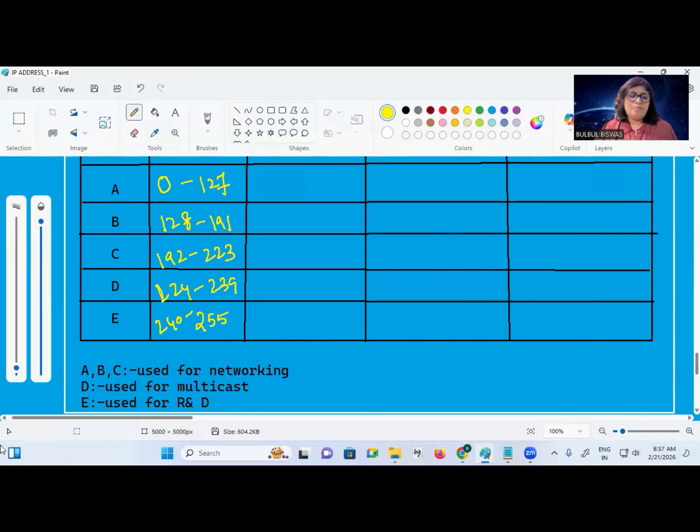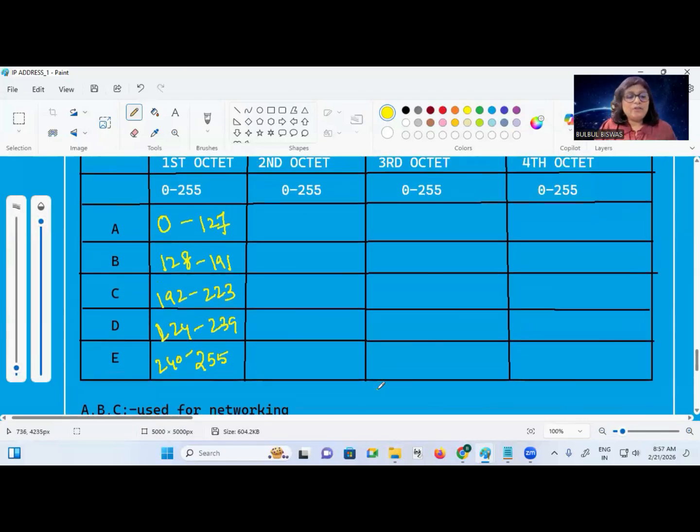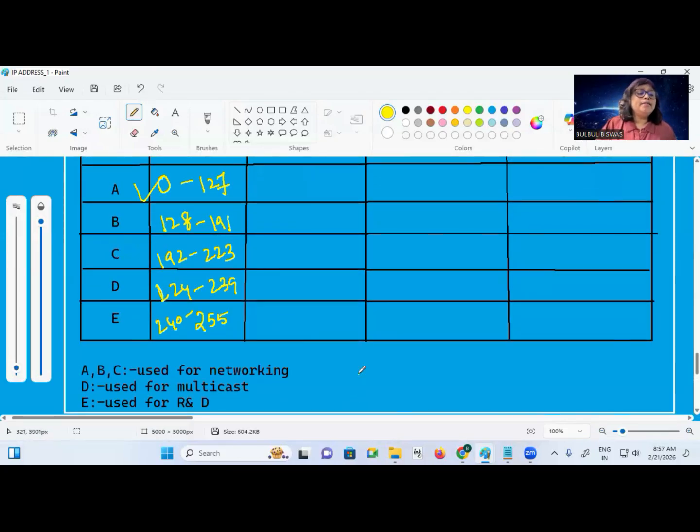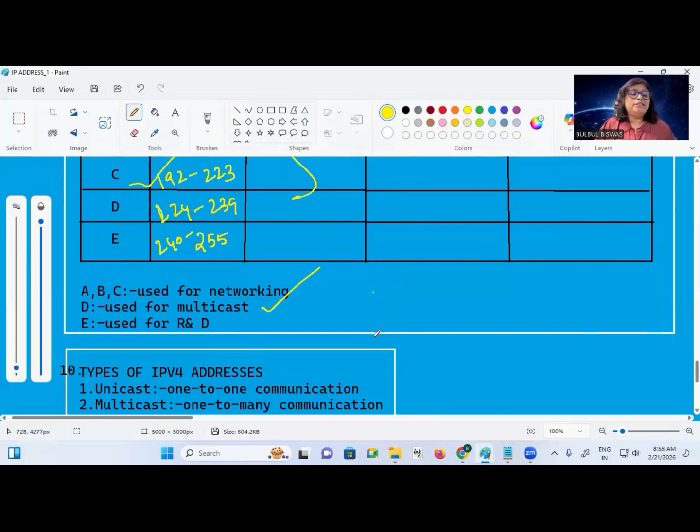So what a nice game I played. IANA said I'm not going to touch any octet except the first octet. So IANA has made these 5 classes based on the first octet. Is it clear? Classes A, B and C are used for networking, D is used for multicast, and E is used for research and development, R&D. Am I clear? So total 5 classes. Out of these, ABC is used for networking, D is used for multicast, and E is used for research and development.